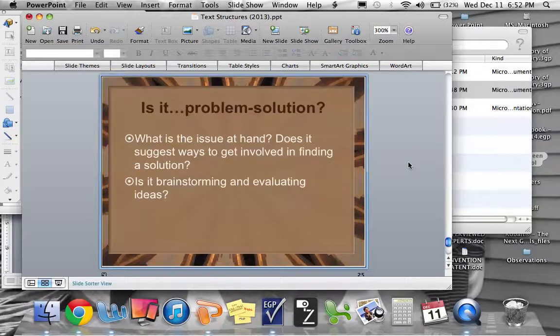So ask yourself, is it problem solution? Is there an issue at hand? Or is there a suggested way to find a solution? And is it brainstorming and evaluating ideas?